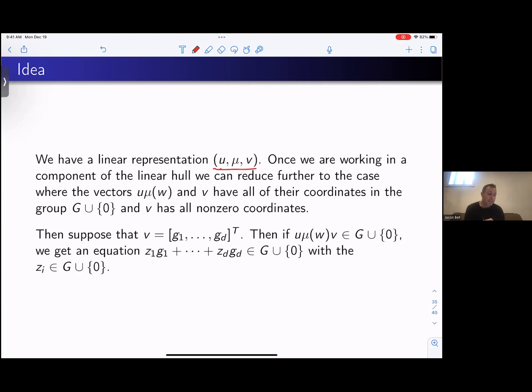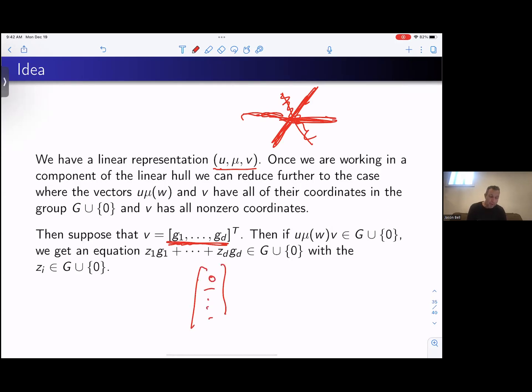So the idea is if we have a linear representation, again, we can work with the linear hull, and we can always work, after refining, in a space where we're strongly reducible. So we can always reduce, and we can reduce to a minimal linear hull by this Noetherian property. And if you do all of these reductions, you can reduce to the case where your vector has no zero coordinates. Because if you had a lot of zero coordinates, you would really be lying in some hyperplane, and you could again reduce.